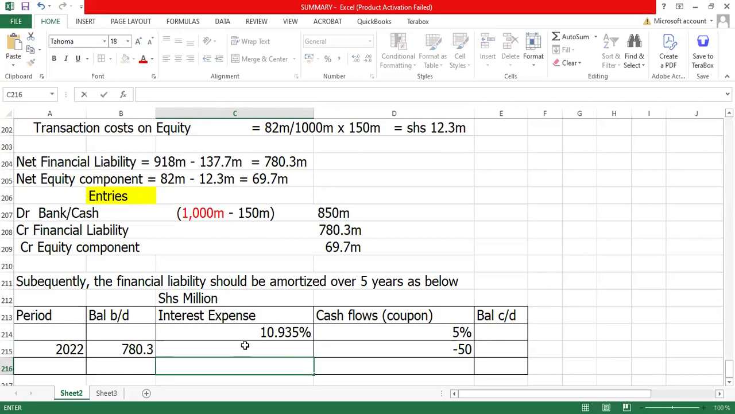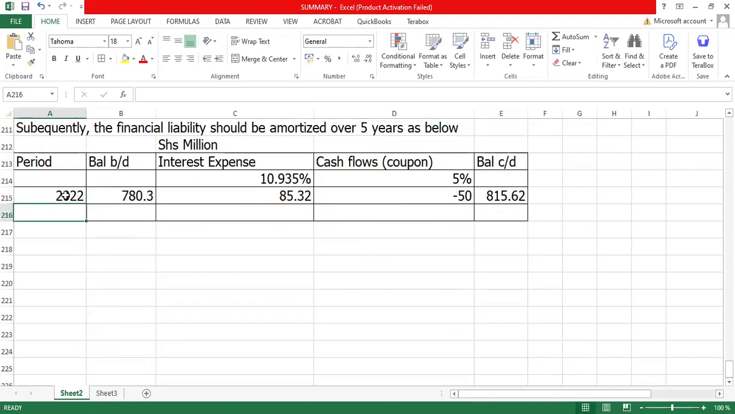Then how do you get here? How do you get the amount here? You get this balance brought down times the interest. Then finally get the figure here. This one plus this, then minus this. Since I'm looking at only 1 year, I'm reporting at the end of 2022. I don't need other periods. I just report.